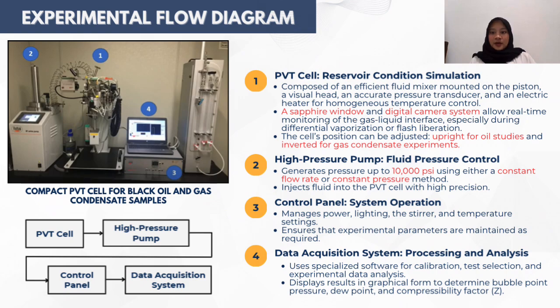Next, the high pressure pump, the fluid pressure control. It generates pressure up to 10,000 psi using either a constant flow rate or a constant pressure method. It injects fluid into the PVT cell with high precision. And then we have the control panel, the system operation. It manages power, lighting, the stirrer, and the temperature settings. The control panel ensures that experimental parameters are maintained as required.